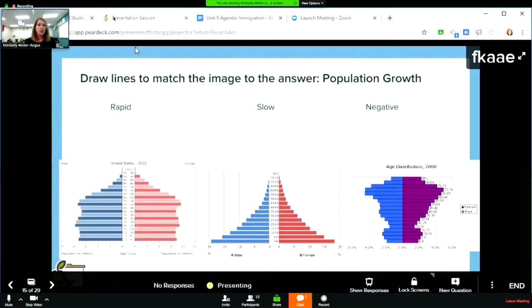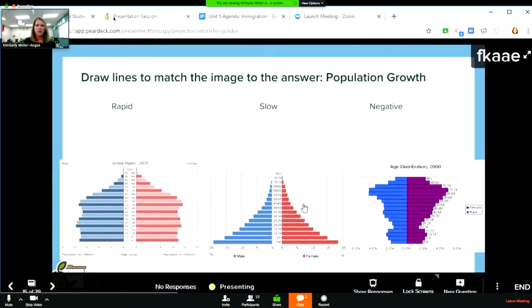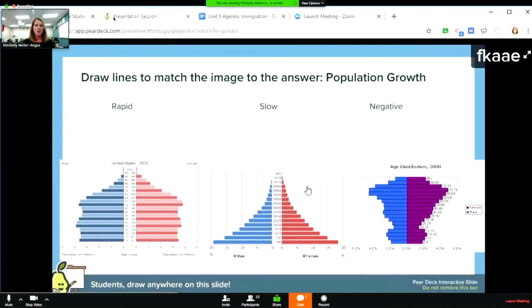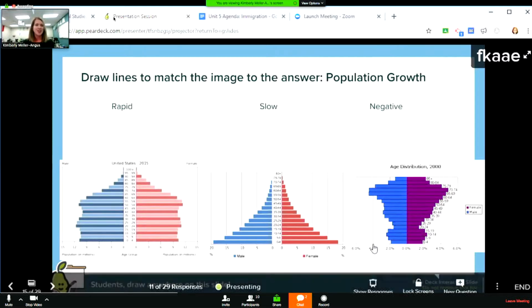So these are a few questions that I have used from my global studies unit when we were doing population growth. Pear Deck allows you to do multiple choice, but also allows you to draw and use those options as well. So right now, you guys should go ahead, draw some lines, even if you don't know the correct answer, which one's rapid growth, which one's slow, which one's negative. So I can show you what it looks like on my end. And it's anonymous. So if you're totally wrong, I have no idea who did what. So you're okay.